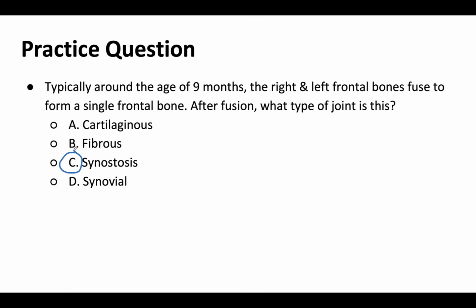Recall, a synostosis is a bony joint. The connective tissue that was located between the right and the left frontal bones is completely replaced by bone around 9 months. All of these other joints still have connective tissue associated with them, so they wouldn't be correct. Before fusion, this actually was a fibrous joint. You do have a suture there, but once you have completely replaced that connective tissue with bone, this would be considered a synostosis.